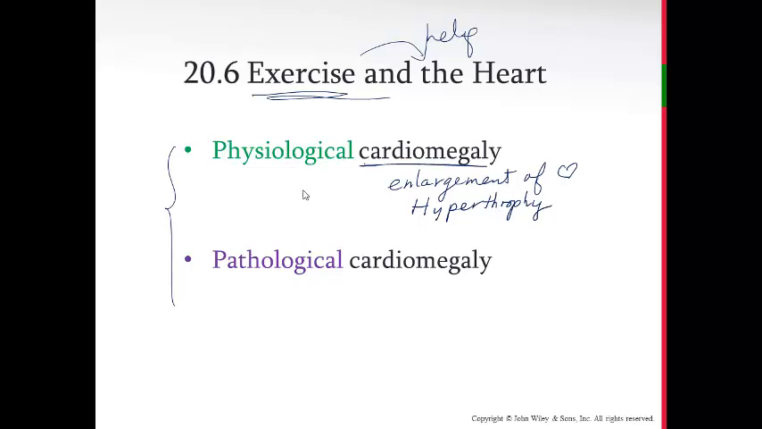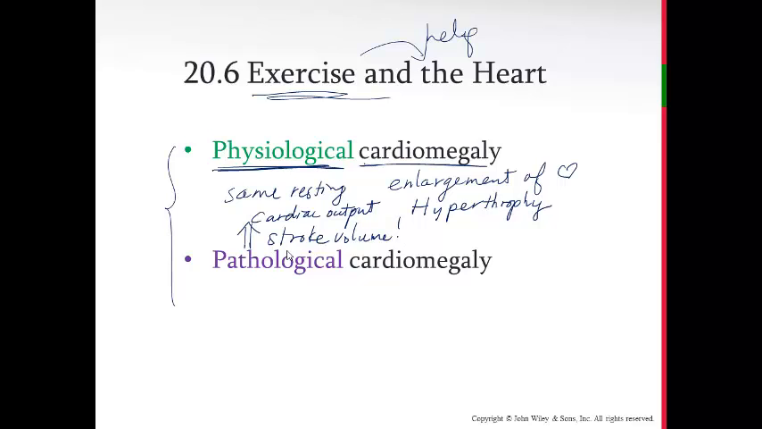Okay. Now, if it's because of natural reasons, physiological cardiomegaly is usually because you're trained to do so. Your heart, for instance, will have the same resting cardiac output, but each time they have more stroke volume, meaning each time they pump out more blood. And this comes a lot through exercising to get the heart slowly acting very efficiently.